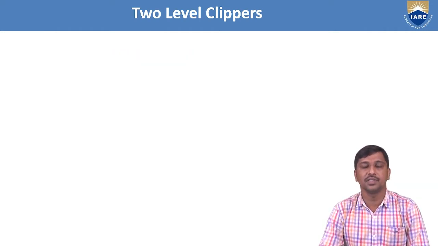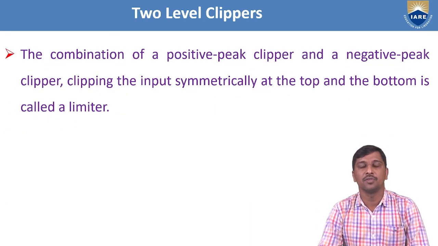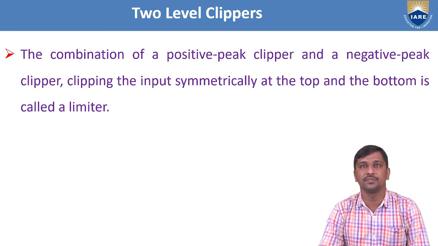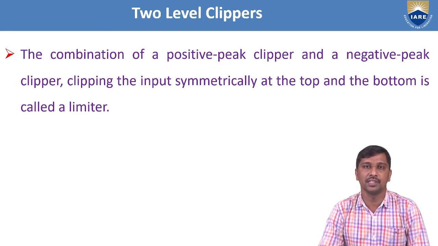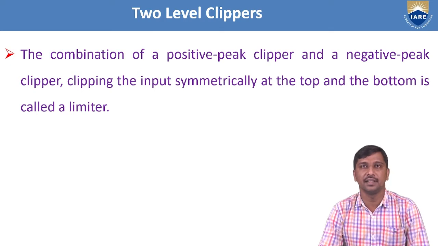Now first we'll see how we are going to design this two-level clipper. In this example, first I'm going to remove some portion of the positive part, as well as some portion of the negative peak of the signal. That type of waveform limits the amplitude in the positive portion. Similarly, it also limits the amplitude in the negative portion. From this point of view, the given circuit is also called a voltage limiter.